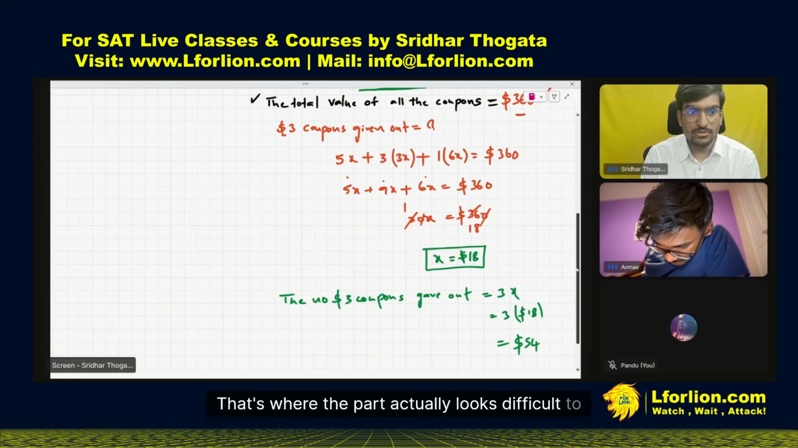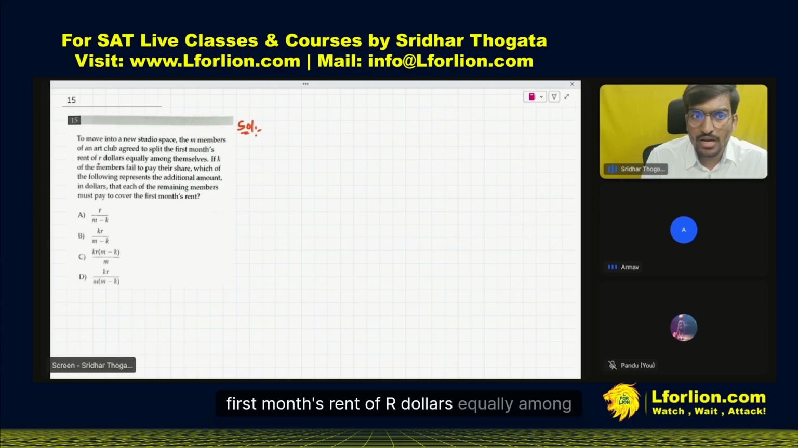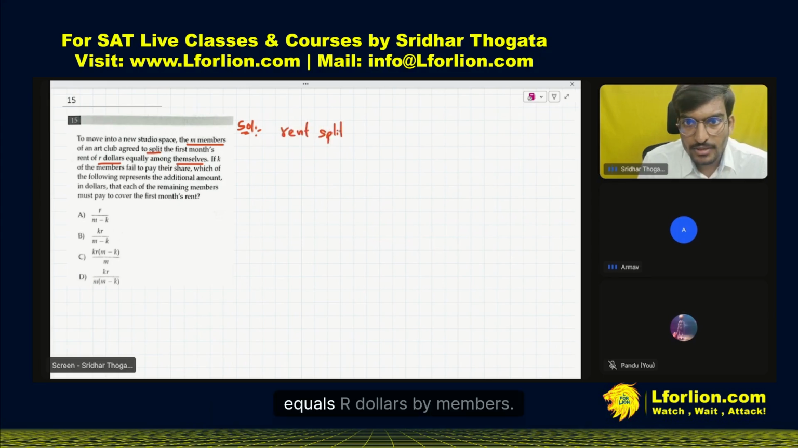To move into a new studio space, the members of an art club agreed to split the first month's rent of $R equally among themselves. So actually, there are members, they are splitting the first month's rent of $R equally. So that will be what? The rent split equals R dollars divided by members. This is how it gets split.